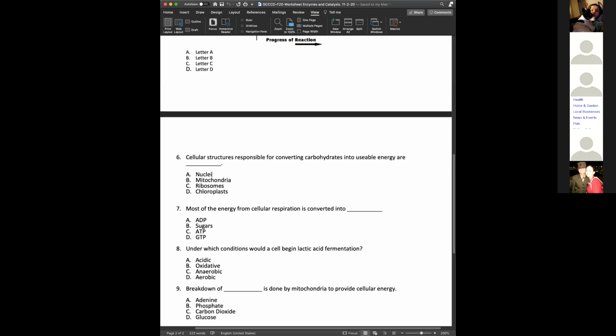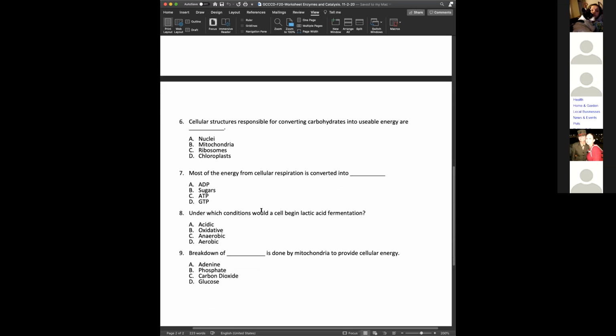Do I have a volunteer who hasn't spoken yet to do number 6? Yeah, I can do it. And you are Jordan Farrell. Jordan Farrell. All right. Cellular structures responsible for converting carbohydrates into usable energy are mitochondria. Yes, that's right. Now, this is a little bit premature, and the rest of the questions on this worksheet, I got ahead of myself. They haven't really been covered yet, but we're going to go through them anyway because they will be. And so, yes, the answer to number 6 is mitochondria, and we'll talk a lot more about that in today's lecture and the one beyond that.